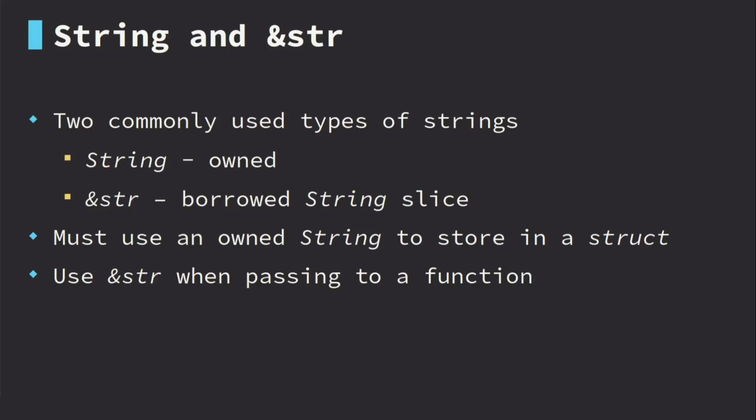If you want to store string data in a struct, you must use an owned string. You can't store a slice in a struct, at least not yet. When you want to give string data to a function, you want to use a string slice because it is more efficient to do so.